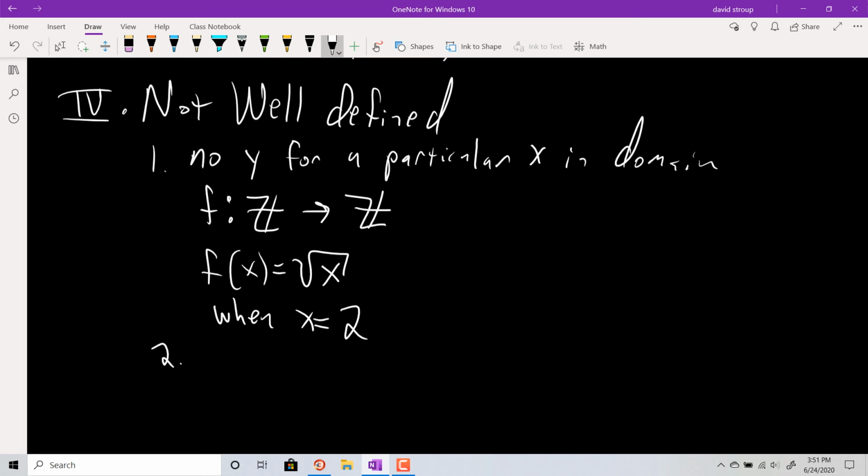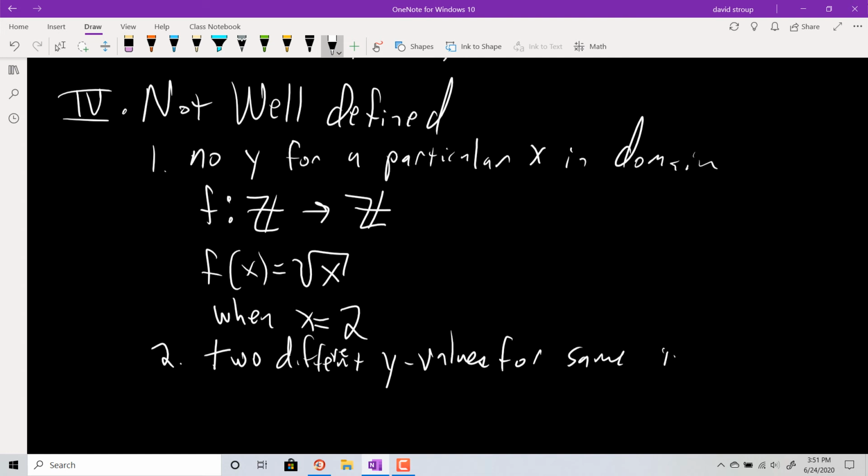The other case is when it's not a function itself. So you'll have 2 outputs for one x value. So you have 2 different y values, different y values for the same input. Okay. And an example of that would be something like number 33 in the book.